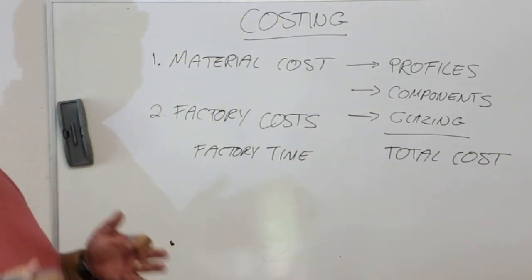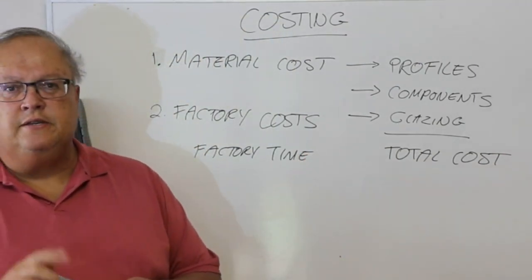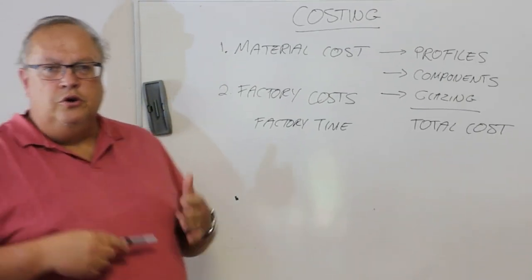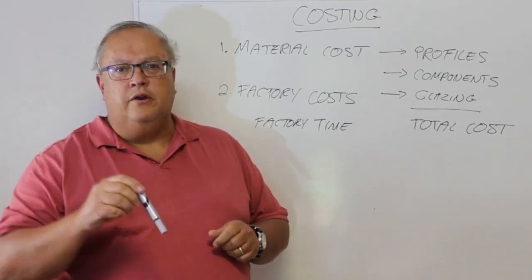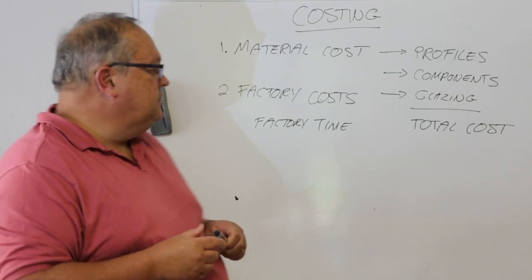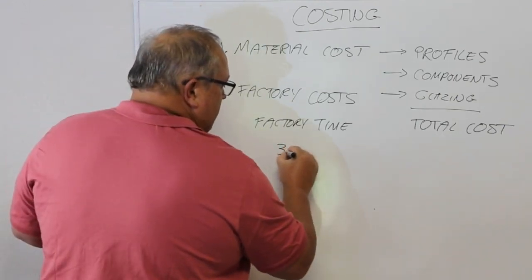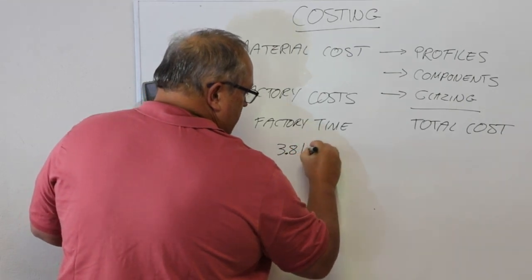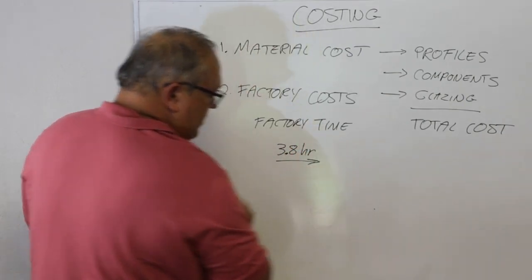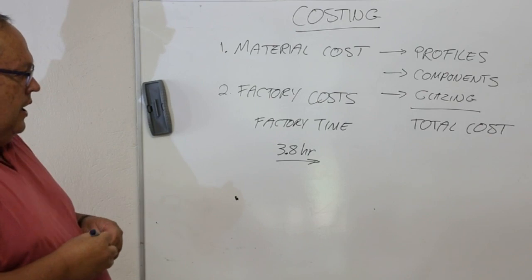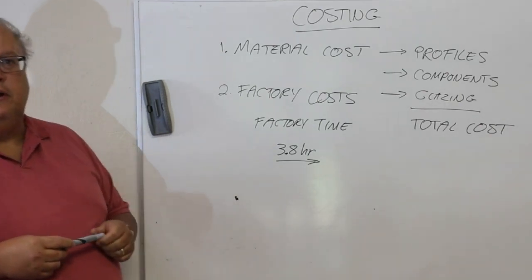If you design a simple casement window on StarFront, just a single window, and you go to your costing screen on StarFront and you say recalculate, you will see on a typical casement window, it might allocate something like 3.8 hours of factory time. Now, how does it determine this 3.8 hours?